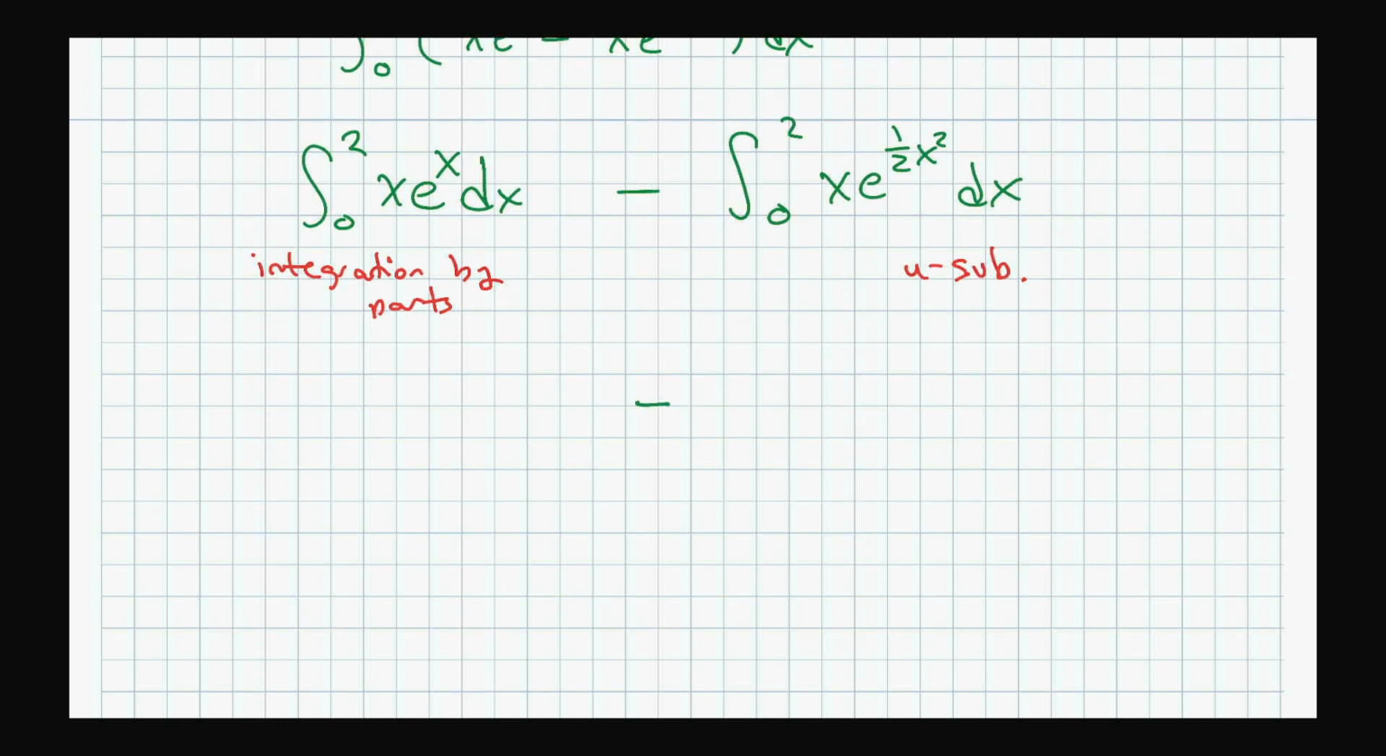So how do we do this u substitution? So you would do u equals 1/2 x squared. The du, you take the derivative of 1/2 x squared, it's going to be simply x dx, right? So when you make your u substitution here, you've got x dx right there, and you've got your 1/2 x squared right there. So when you make your u substitution here, it's simply going to be e to the u du.